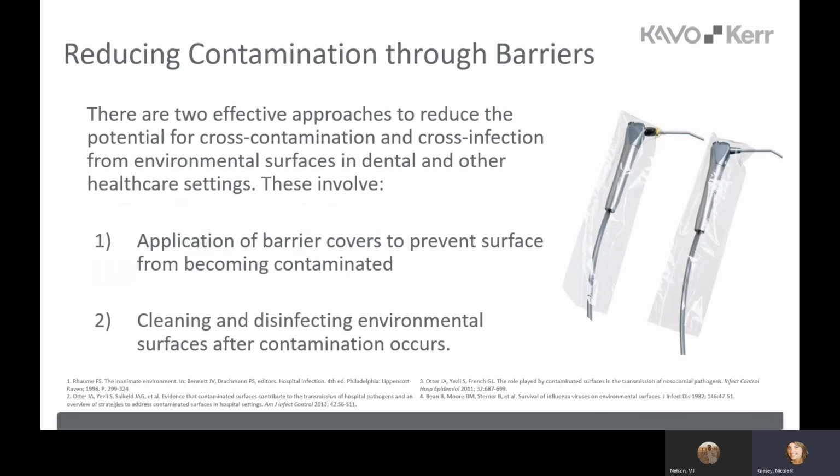Another way to reduce contamination is through barriers, especially if you could see on the right, the air-water syringe. So the air-water syringe buttons is a high hot point for contamination in the operatory. So using a simple barrier right over that air-water syringe would also get rid of the potential of cross-contamination in those buttons. And it's super easy.